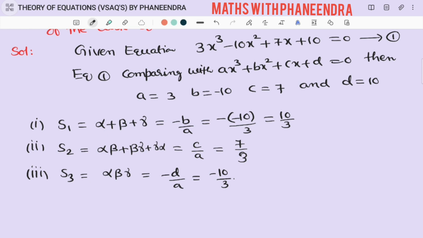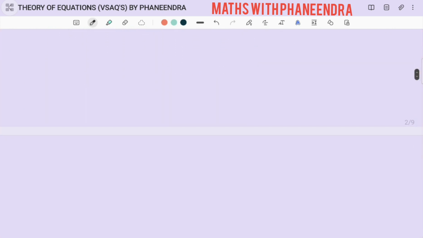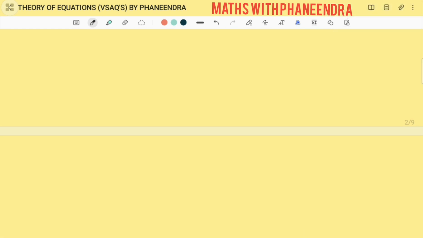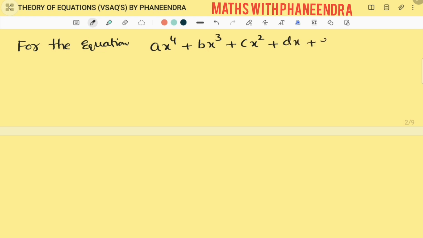Now we will move on to the biquadratic equation. For the equation, I am not mentioning biquadratic here, it is understood. For the equation ax power 4 plus bx cube plus cx square plus dx plus e is equal to 0. Here, observing the 4th degree, it has 4 roots. Keep that as equation number 1.